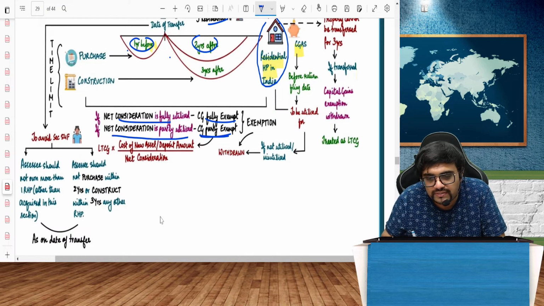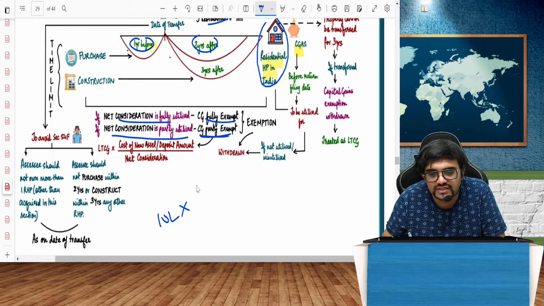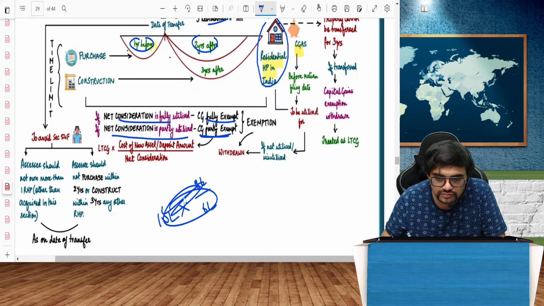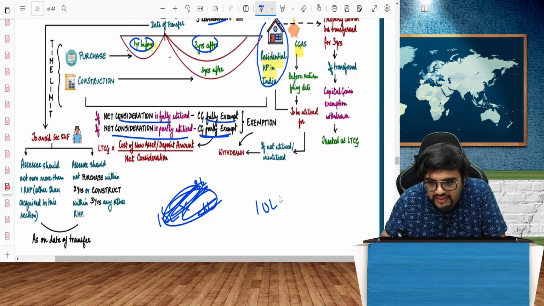Otherwise, the long-term capital gain is 10 lakhs. Cost of the new asset is 8 lakh. Net consideration that you have used is only 6 lakh. Only that much you will get. Full net consideration you should use. Sorry, long-term capital gain is 10 lakh, and the cost of new asset or deposit amount is, let's say, 16 lakh, and the net consideration is 20 lakh.